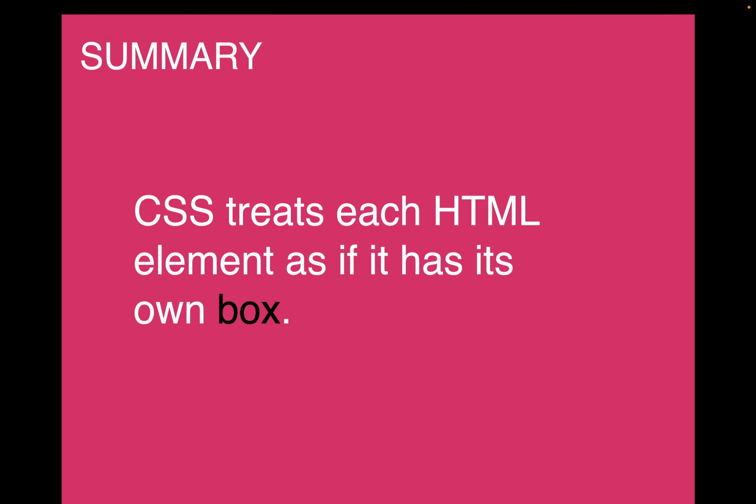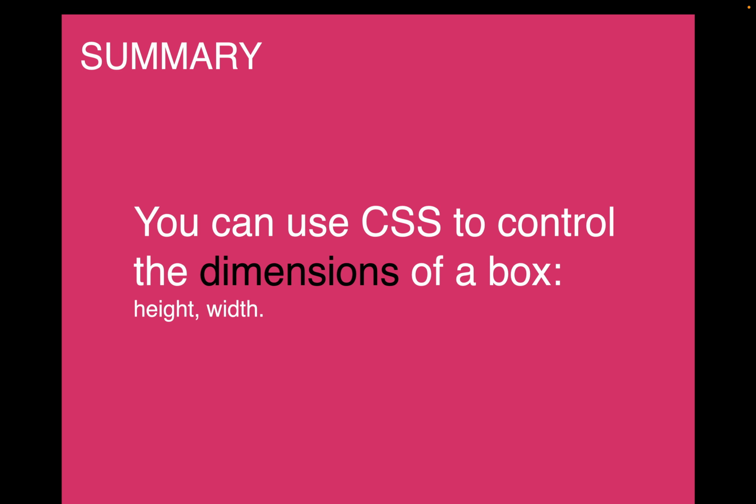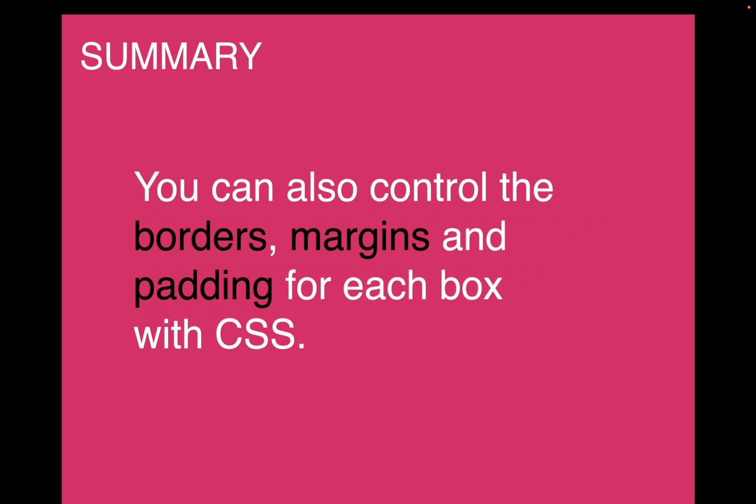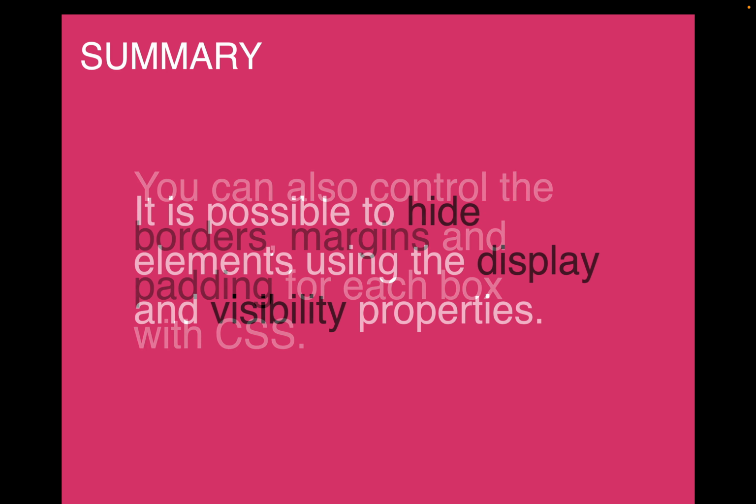Okay, summing this up, CSS treats each element as if it's in its own box. Boxes have dimensions like height and width. We can specify a min height, a max height, a min width, a max width. We have our content, padding around the content, border around the padding, and margin around the border. And that's going to help us lay out things and add enough spacing around those things.